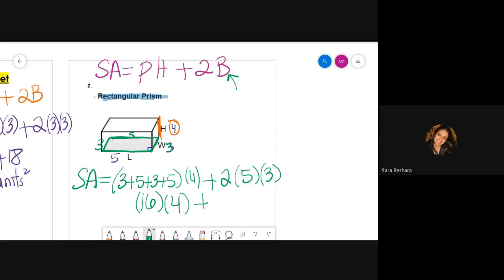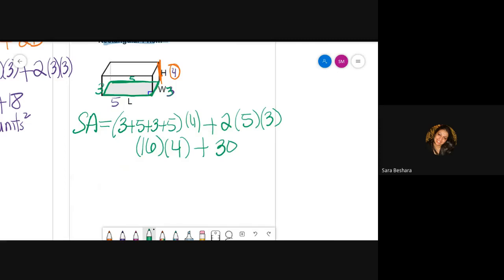times 4 plus 2 times 5 is 10. 10 times 3 is 30. Of course, you can do all of this using the calculator. There is no need for you to do all this work in your head. So 16 times 4 is 64 plus 30. That should be 94. And again, units squared.